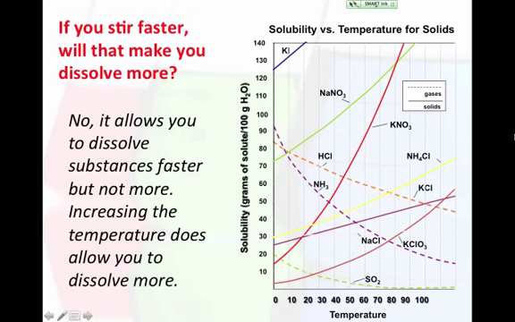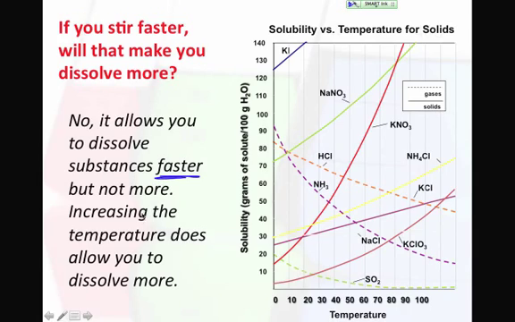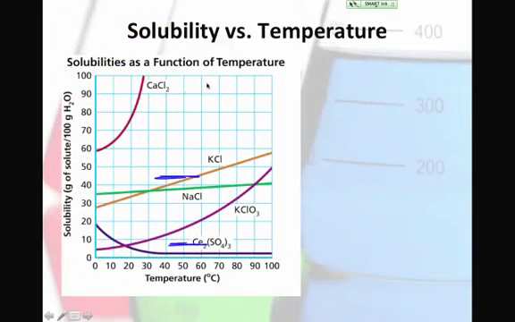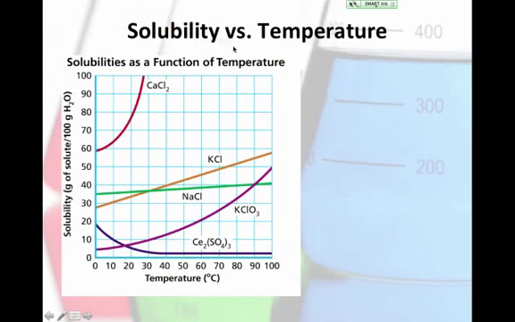Actually, it doesn't really allow you to dissolve more. It just allows you to dissolve the substances faster. Increasing the temperature does, however, allow you to dissolve more solute. And that's how we could get a solution to be supersaturated. If we heat it up, then we can get more solute in there than what normally would be able to dissolve. So here's how we would approach problems about solubility versus temperature.